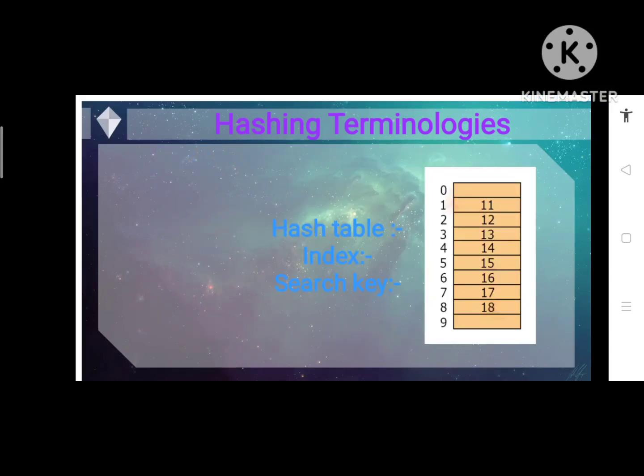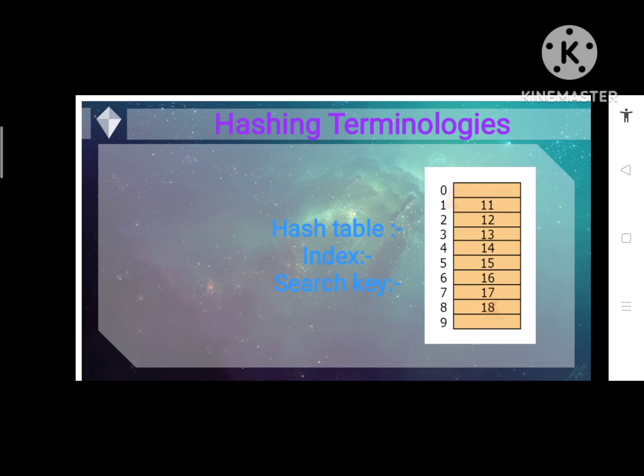I told you how the hash table looks. I will tell you in the further slides. I told you in the previous slide, right? So here, take a look. This is how a hash table looks. This is a hash table and there are 11, 12, 13, 14, 15, 16, 17, 18, right? Those numbers are search keys. The 11 is a search key which is stored in one index value. Yes, 0, 1, 2, 3, 4, 5, 6, 7, 8, 9 are index values.